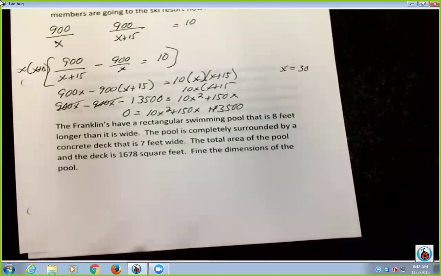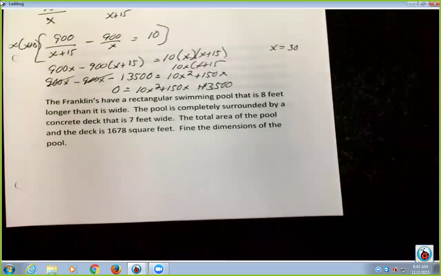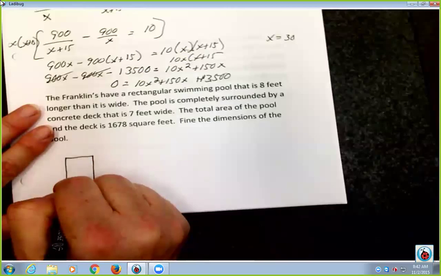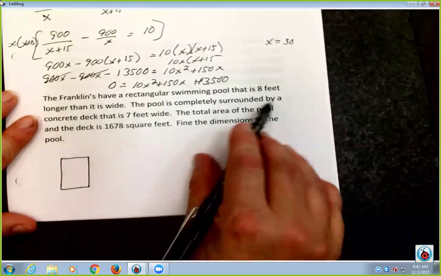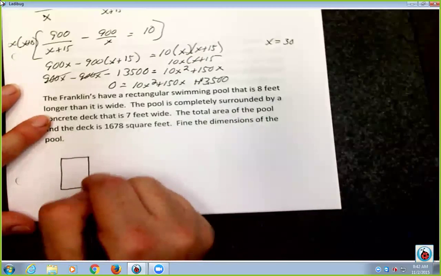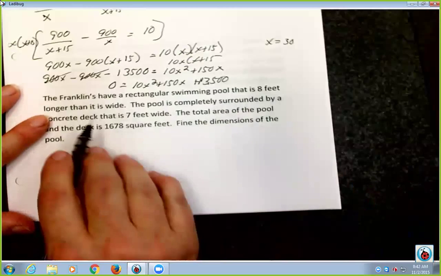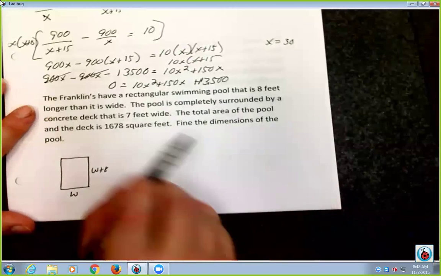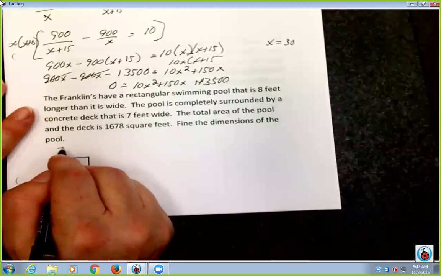So then, next one, the Franklins have a rectangular swimming pool that is 8 feet longer than it is wide. So here's our rectangular swimming pool. And the pool is 8 feet longer than it is wide. So W plus 8 and W on the side. Then it says the pool is completely surrounded by a concrete deck.